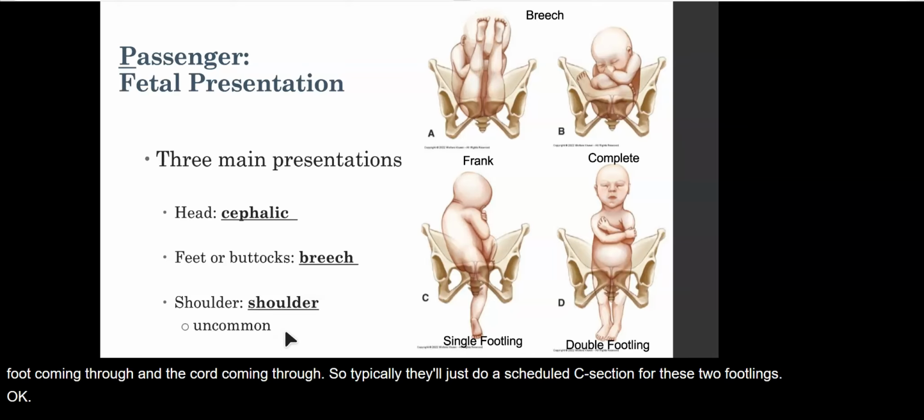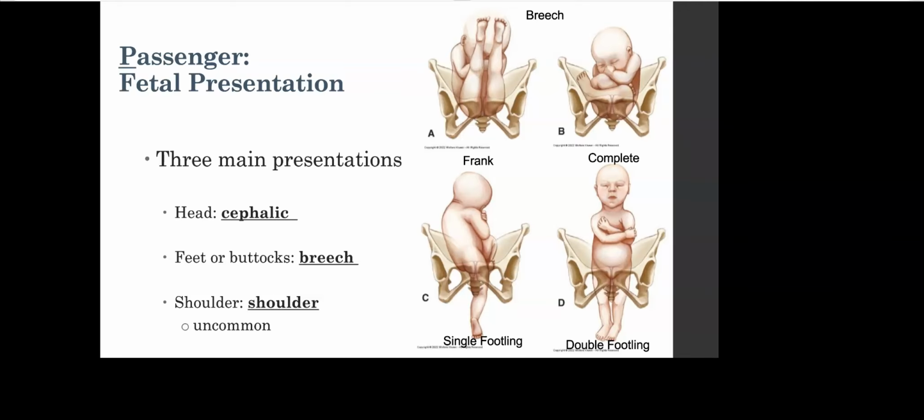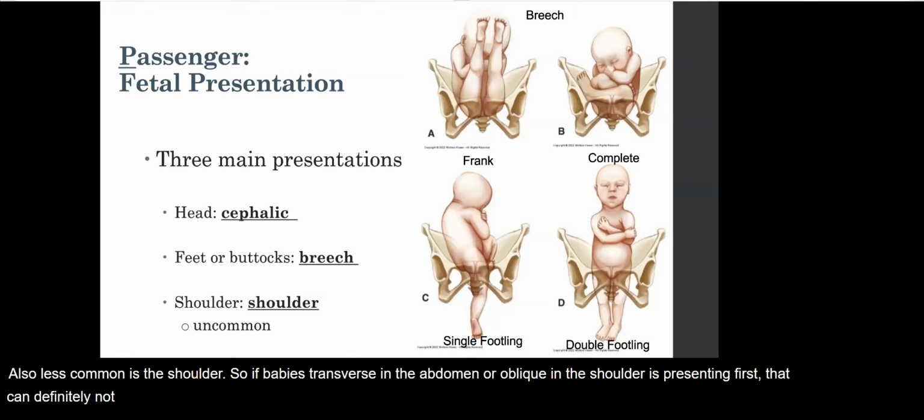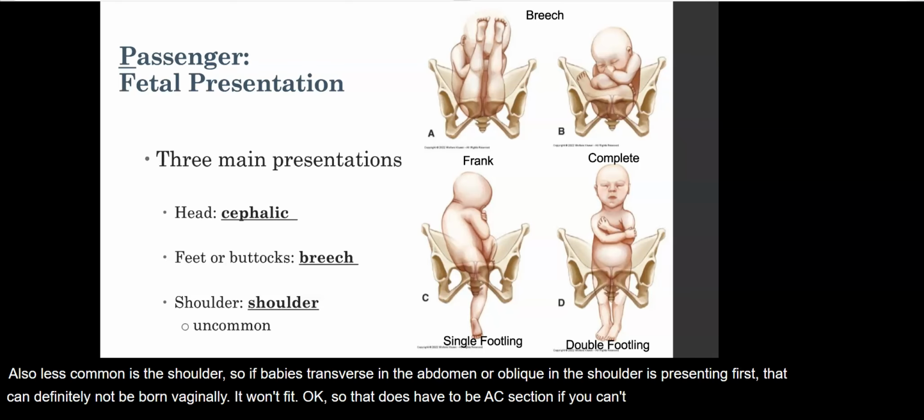Also, less common is the shoulder. So if baby's transverse in the abdomen or oblique and the shoulder is presenting first, that can definitely not be born vaginally. It won't fit. Okay, so that does have to be a C-section if we can't get that baby to turn.